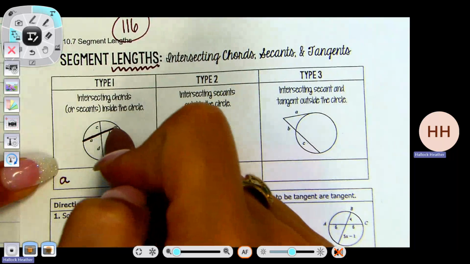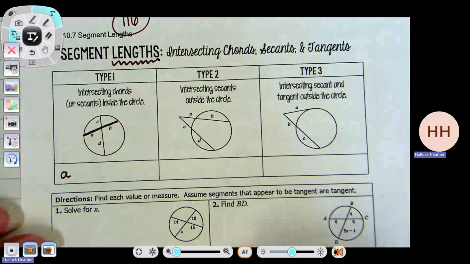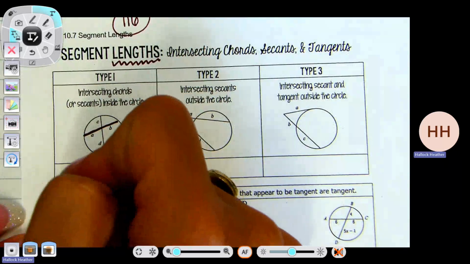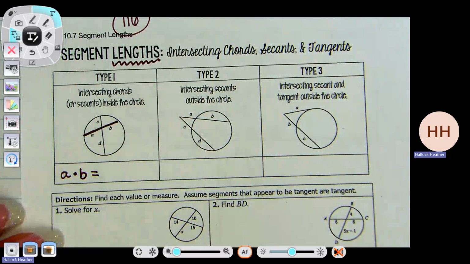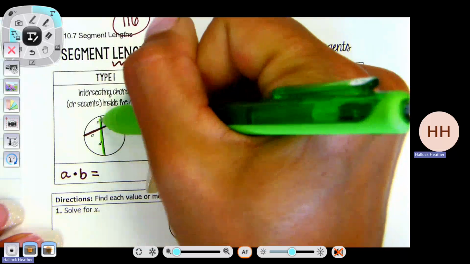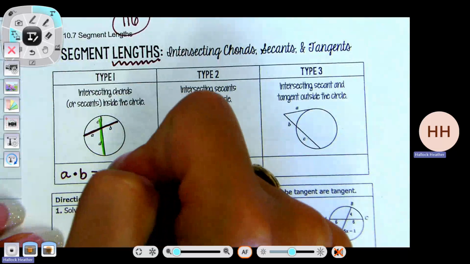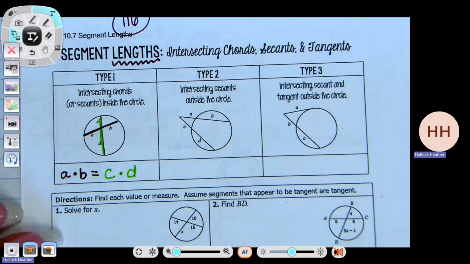B. So A and B are going to be... there's something under my paper. Oh, that's sticky now. Okay. A is going to be multiplied with B to equal the other line multiplied together. So what 2 letters are on the other line? C and D. So if it crisscrosses, all you're doing is taking the numbers that are actually on those lines. The lines multiply together and they equal each other. That's it.